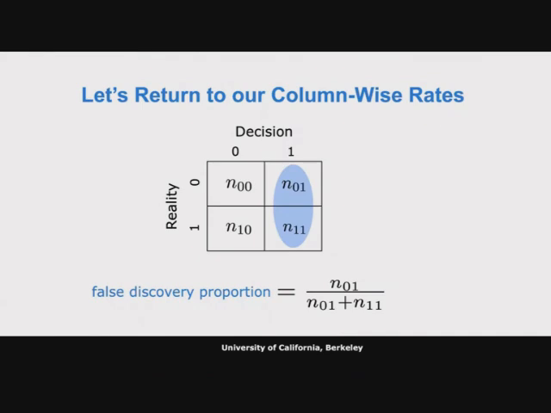Already I want to give a hint about why this is a neat and better way to think. N01 plus N11 in the denominator is the total number of discoveries, the total number of times you said 1. That's something you can know because you saw how many discoveries you made. You can just count them up. Whereas the row-wise quantities were like the total number of times reality was equal to 1. Well, you don't know that, because that's the whole point. You're not the supreme being. You don't know what the truth is out there in the world. So the denominator is unknowable there, but here it's knowable.